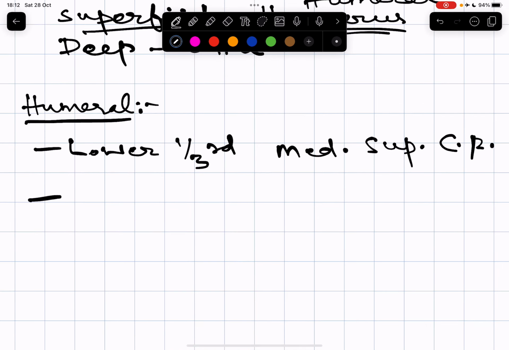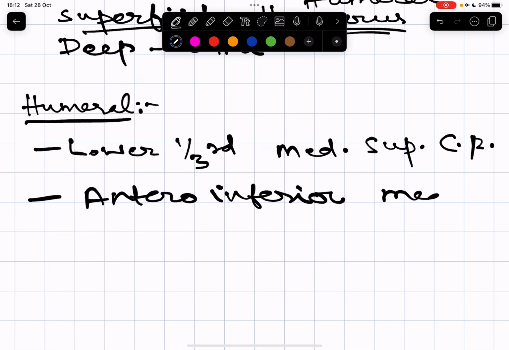We also have the anteroinferior aspect of the medial epicondyle, providing another origin to the pronator teres muscle. Okay, so this origin is the common flexor origin, that is from the anteroinferior part of the medial epicondyle, the common origin of the superficial flexor muscles.